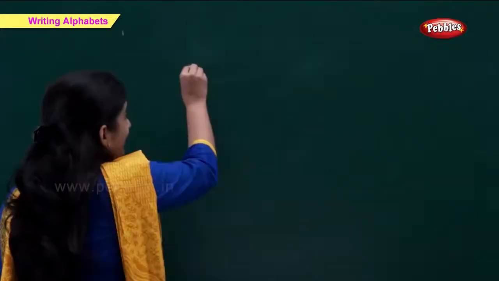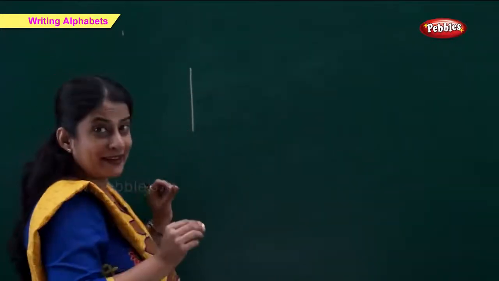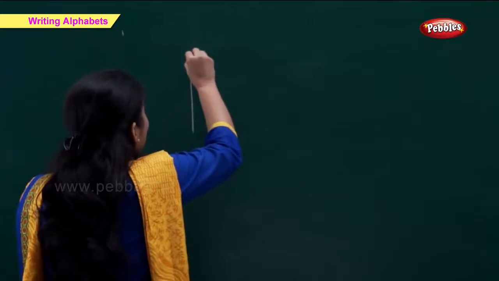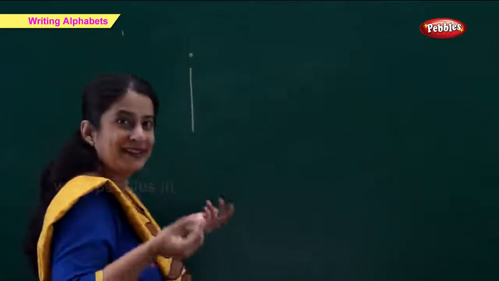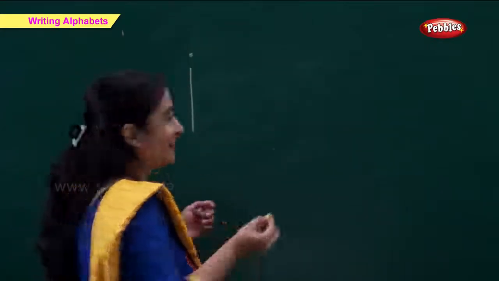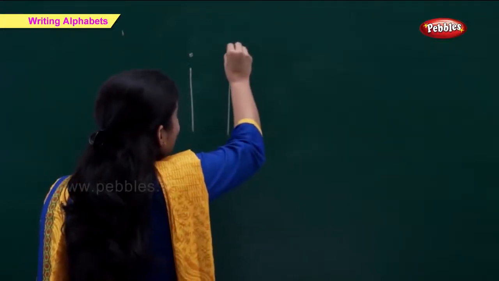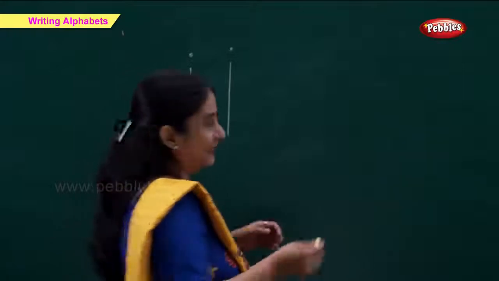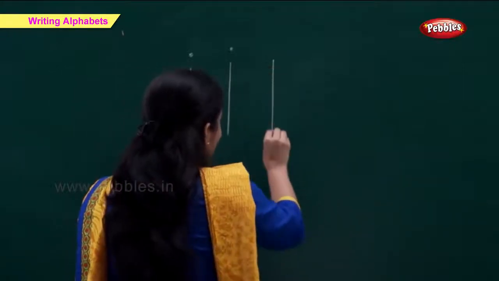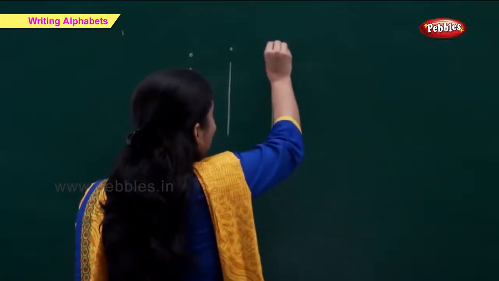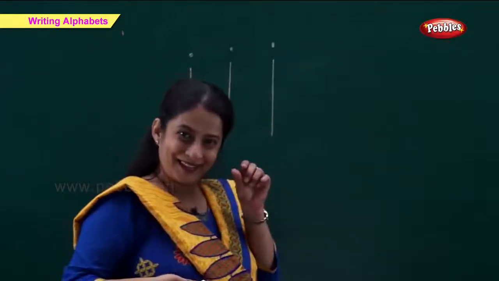Now we will write I. Small i. Just a standing line and a dot makes i. Again, a standing line and a dot makes small i.